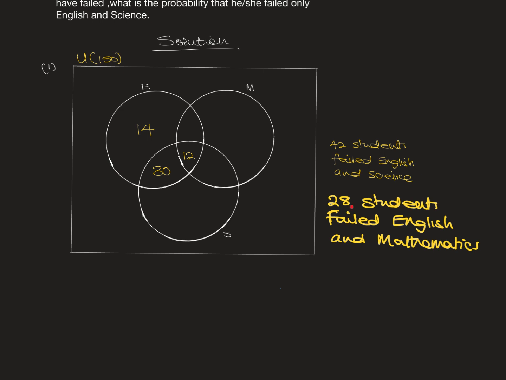So if 28 students have failed English and mathematics, that is the total number of students who have failed English and mathematics. 12 of them is the number of students who have failed all the three subjects. So how many students have failed English and mathematics only? We have to find that by subtracting 12 from 28. That is going to be 16. So which means we're going to have 16 here. 16 students have failed English and mathematics only, while 16 plus 12 will give you 28, which is the total number of students who have failed English and mathematics.